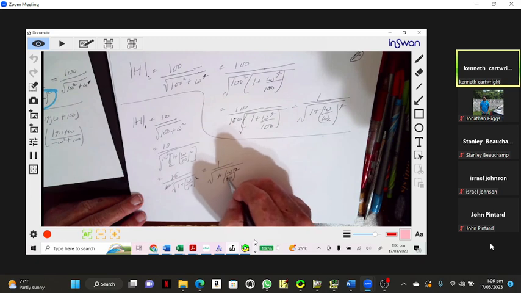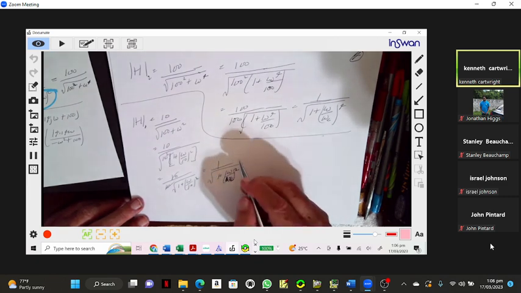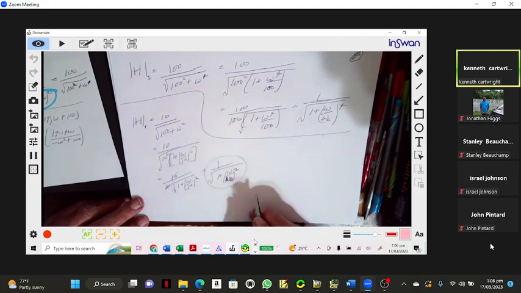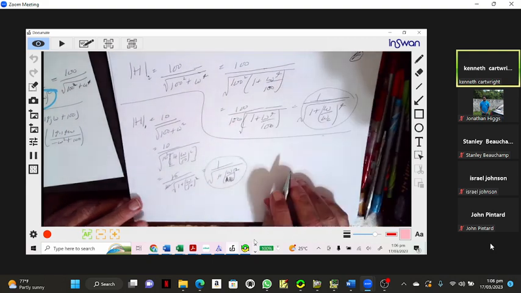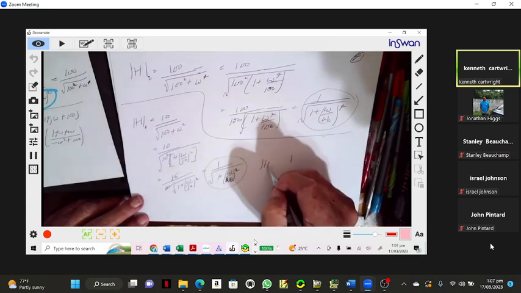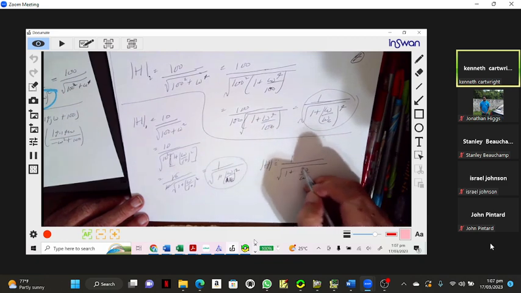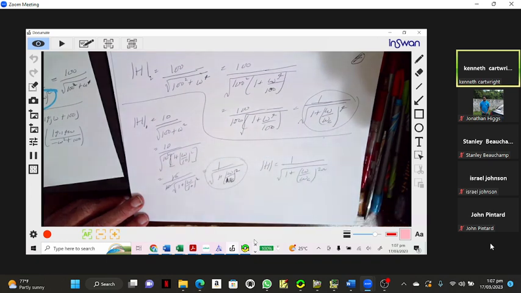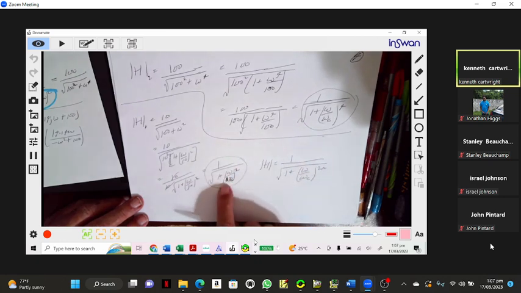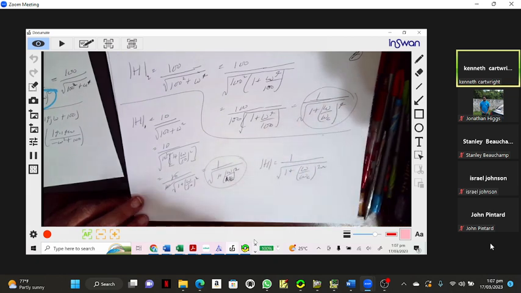This of course is omega squared. This is omega c. So this is the first order. This is the second order. Both of these can be written as magnitude of h is 1 over the square root of 1 plus omega over omega c, to the power of 2n, where n is the order of the filter. n equals 1 gives us this, n equals 2 gives us that. So that's the Butterworth filter.